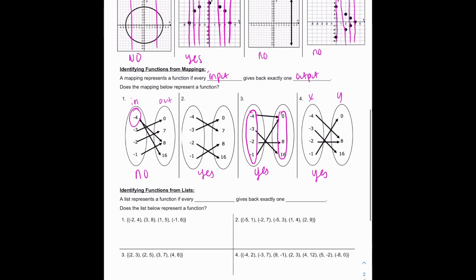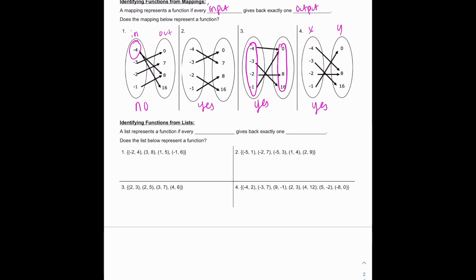And last one, looking at functions from a list. This one is probably one of the simpler representations to decipher here. A list represents a function if every x value gives back exactly one y value. So let's look at our first list. Are there any repeating x values here? That's one sure way to figure out if this is a function. There are no repeating x values, so that would make this a function.